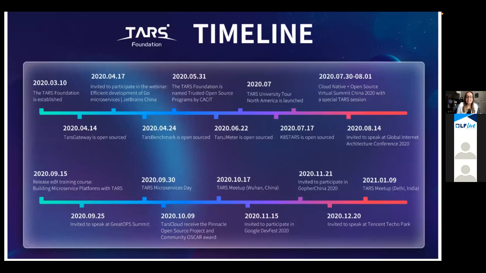This is a timeline of achievements and milestones made by the TARS Foundation in 2020. I'd like to show that the TARS Foundation is constantly making progress and growing our ecosystem. For example, a set of tools such as the TARS Gateway, the TARS Benchmark, and the TARS JMeter have been open sourced in 2020 to help grow our microservice ecosystem. We are also creating opportunities to engage with our community, such as having meetups and different events in different countries to have conversations about microservices and other technology trends.